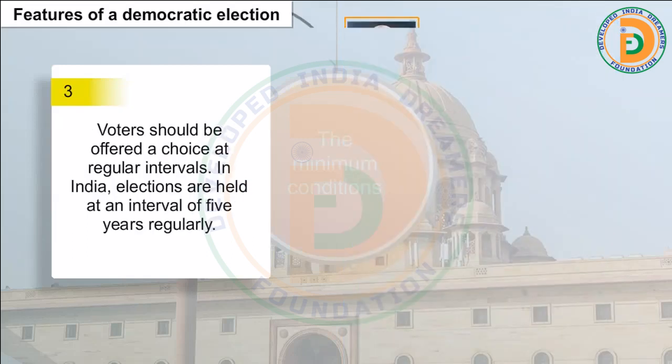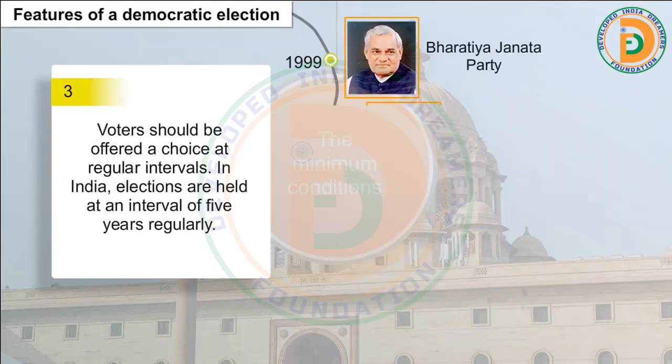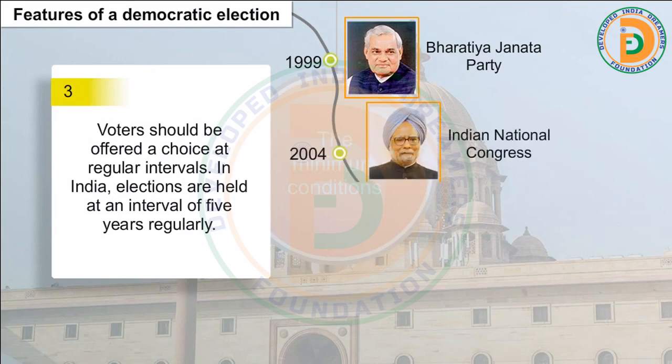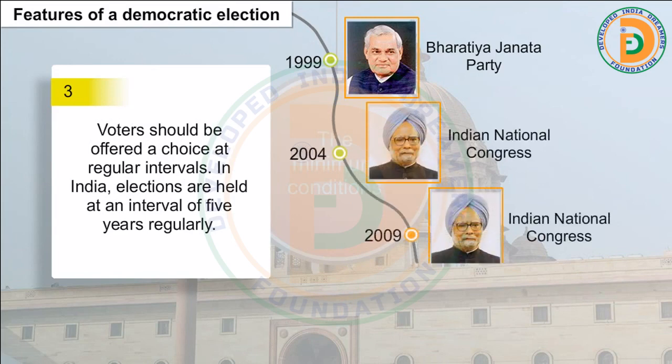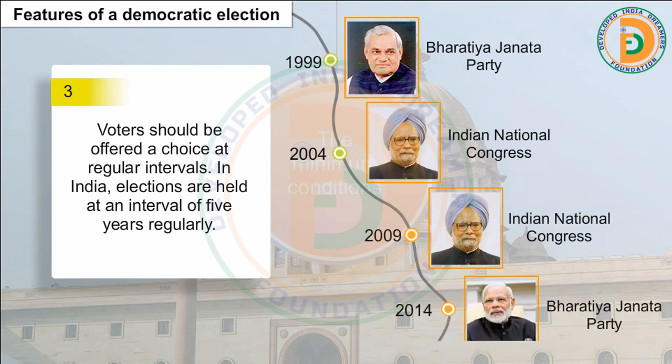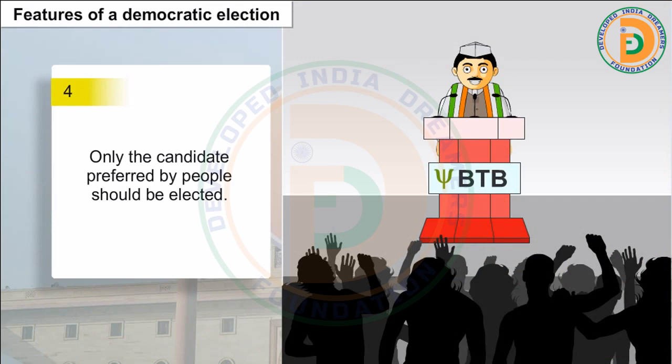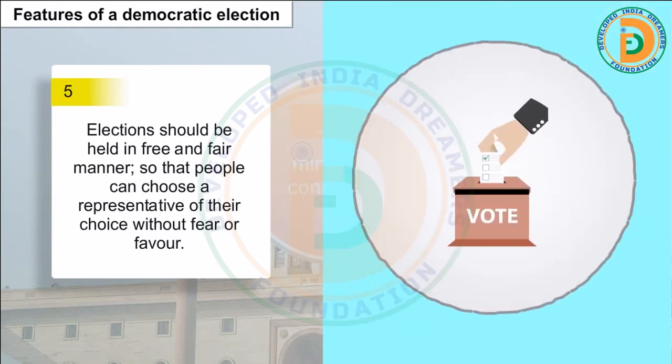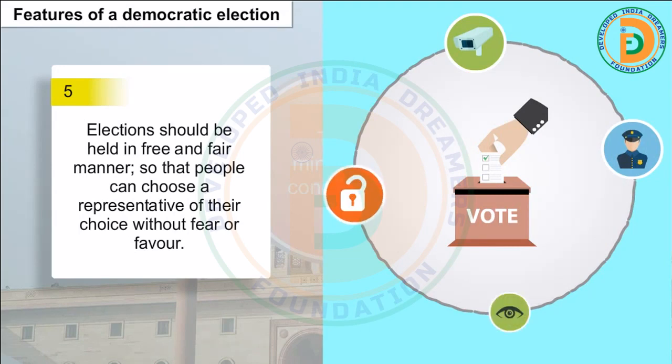3. Voters should be offered a choice at regular intervals. In India, elections are held at an interval of 5 years regularly. 4. Only the candidate preferred by people should be elected. 5. Elections should be held in a free and fair manner, so that people can choose a representative of their choice without fear or favor.